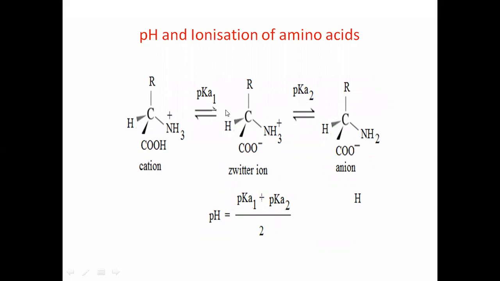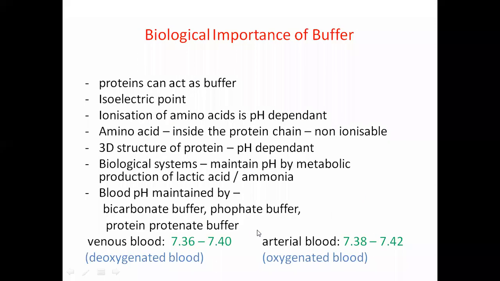See, for this dissociation, there is a pKa value. Let me say this is pKa1. For this conversion, there is another pKa value called pKa2. But the pH of the Zwitter ion is equal to pKa1 plus pKa2 divided by 2. So this is pH equal to pKa1 plus pKa2 divided by 2. So this is the pH of this Zwitter ion.